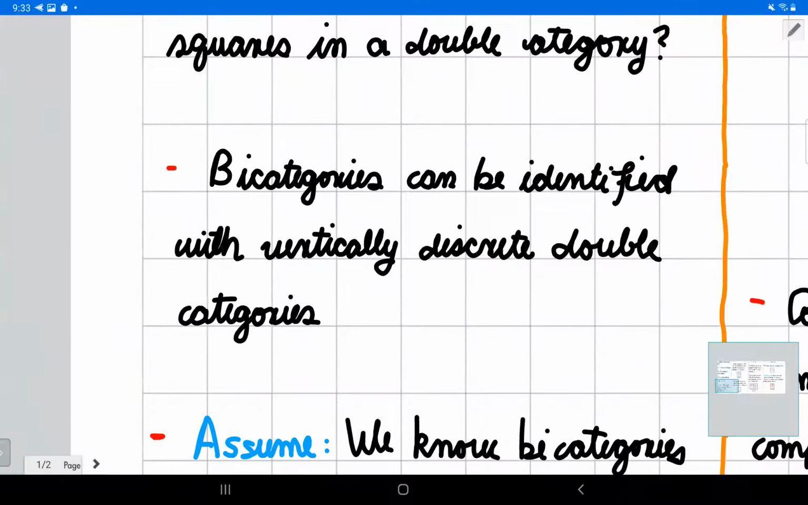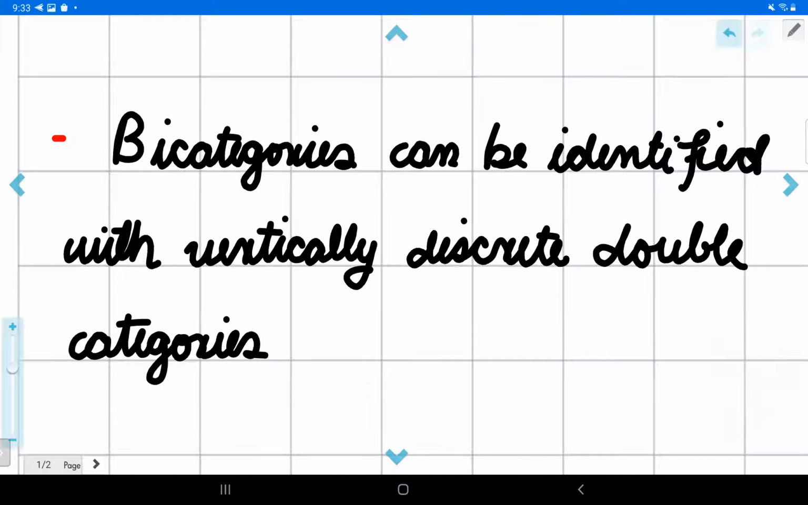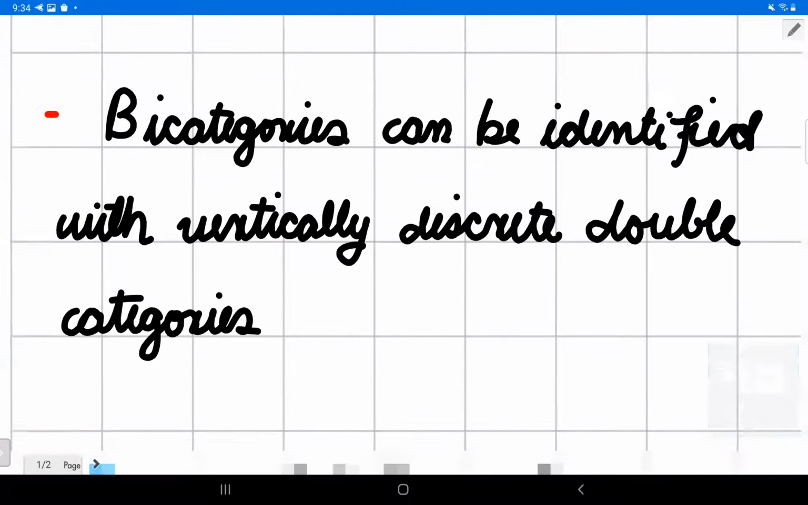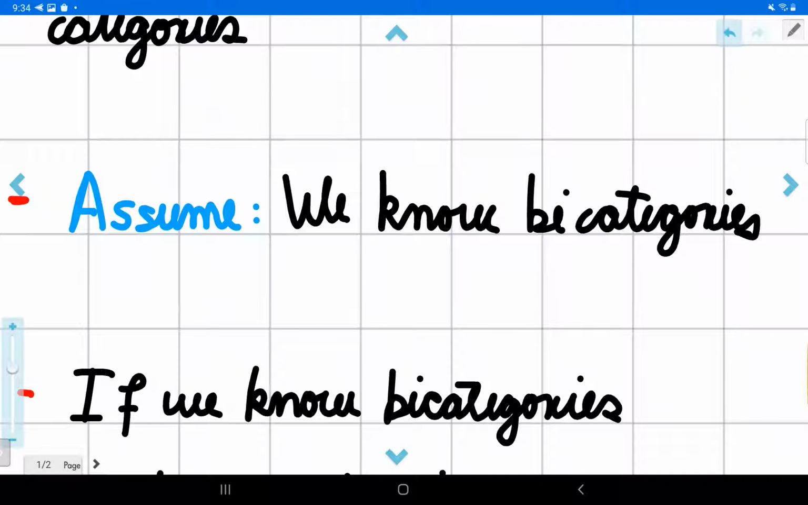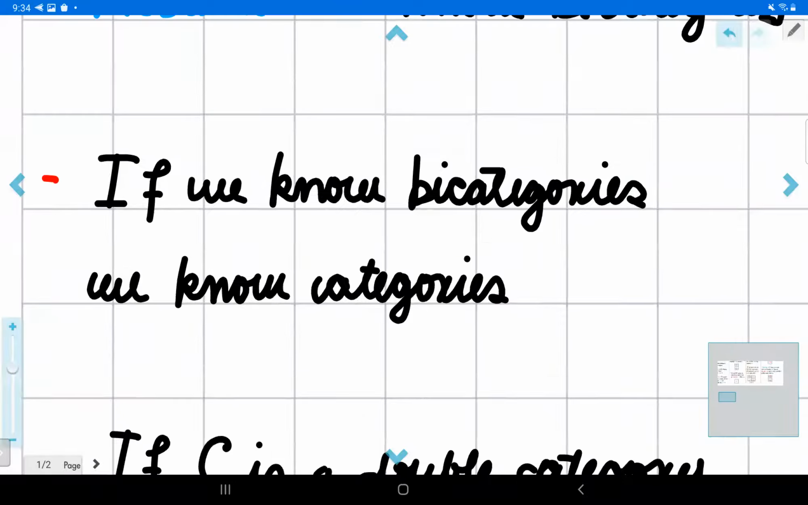So first, we'll observe that bicategories can be identified with vertically discrete double categories. So this is the classic embedding of bicategories into double categories. Now, assume for a minute that we know everything we need to know about bicategories. Of course, bicategories are very difficult objects, but just for now, assume that we know everything about them, that for us they're trivial. Now observe that if we know bicategories, then we know categories. So we know everything we need to know about both bicategories and categories.